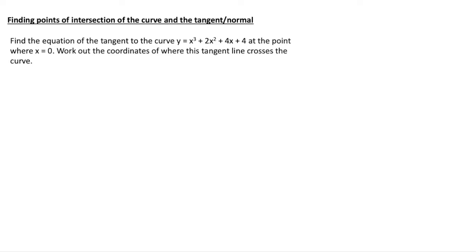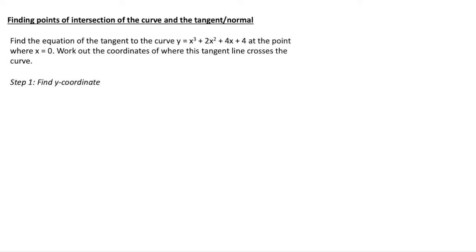So we have a curve, we draw a tangent to it, and we're going to find out that it crosses the curve somewhere else as well. It touches the curve where it is the tangent, that's what the tangent means, but it also crosses the curve somewhere else, and we've got to find out where.